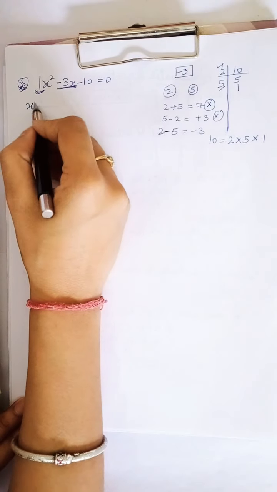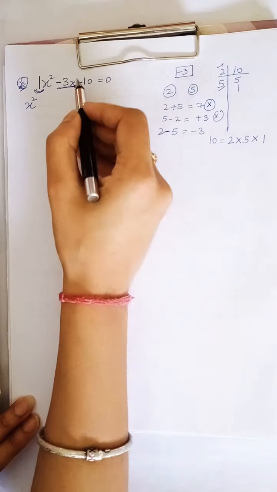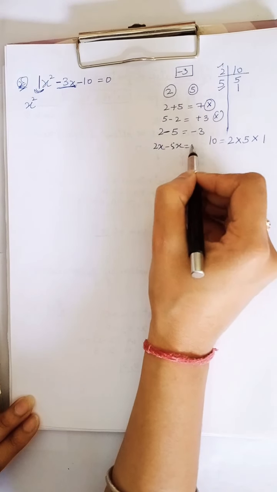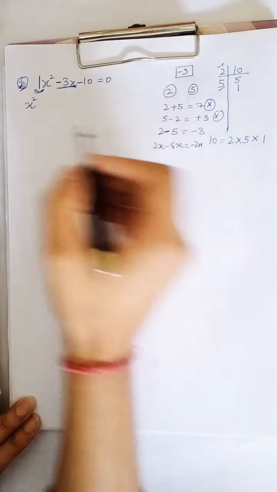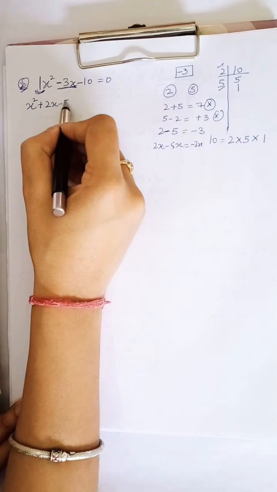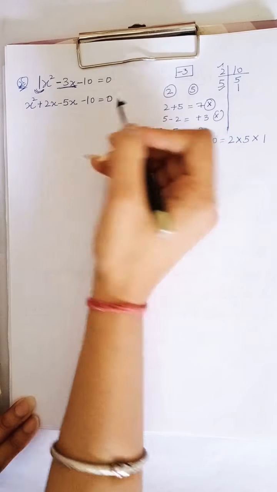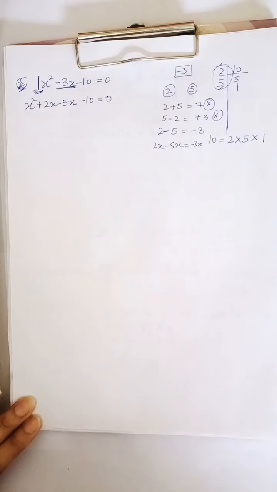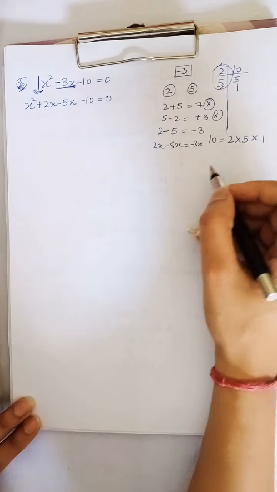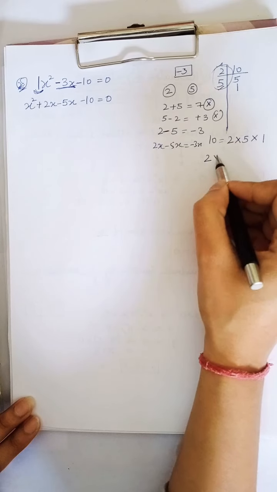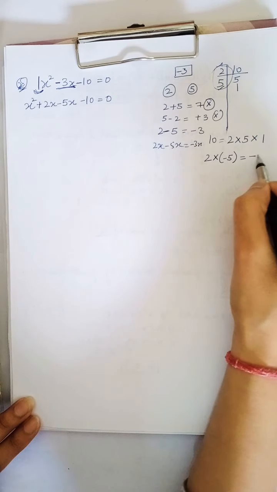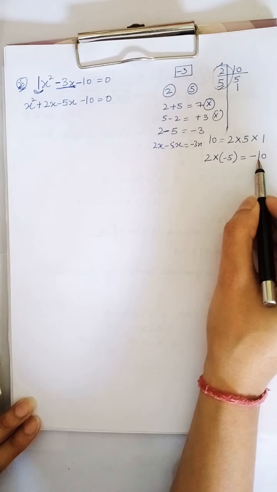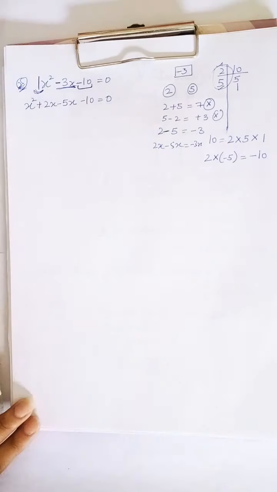Now x square, and here x is also there, so we will write 2x minus 5x, which is equal to minus 3x. Now plus 2x minus 5x minus 10 is equal to 0. Now it is clear how, with the help of factors, we make a middle term. And one thing more, you also have to check whether after multiplying we get the constant term or not. Yes, 2 into minus 5 is equal to minus 10, and minus 10 is the constant.